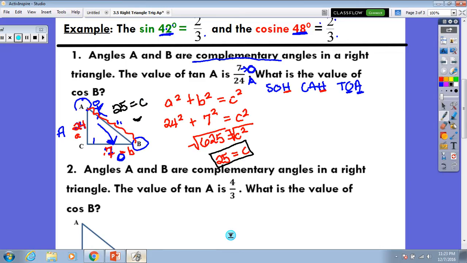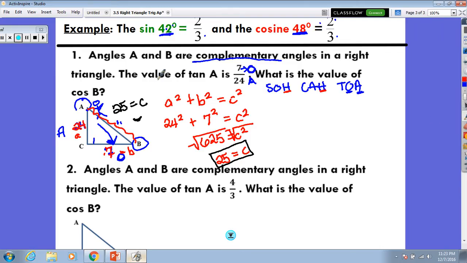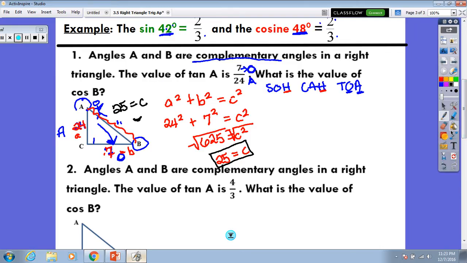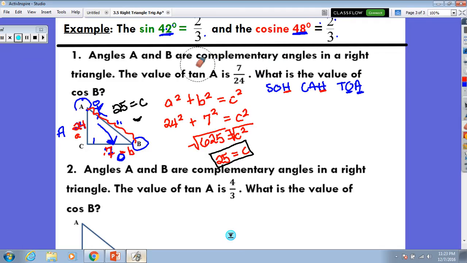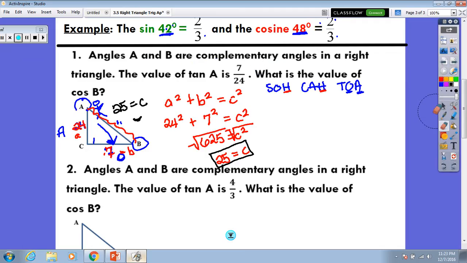Okay, so now I know what my c is. Now we can answer the question. They said the value of the tangent of A is 7 over 24. And remember, they gave you that so that you could plug it into your triangle like we did to use Pythagorean's theorem and find the third side. That's why we did everything that we did.